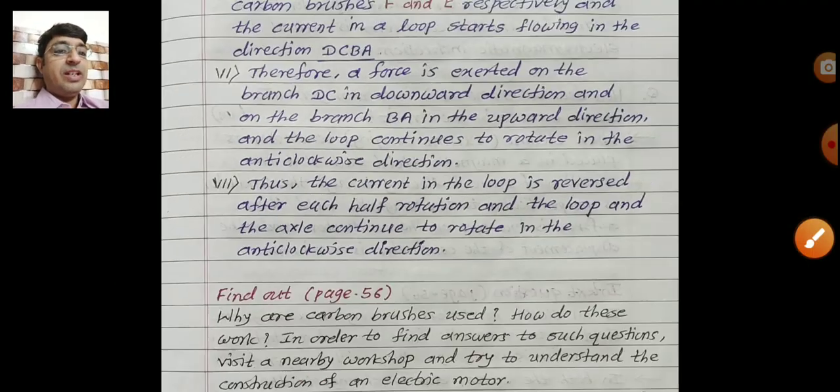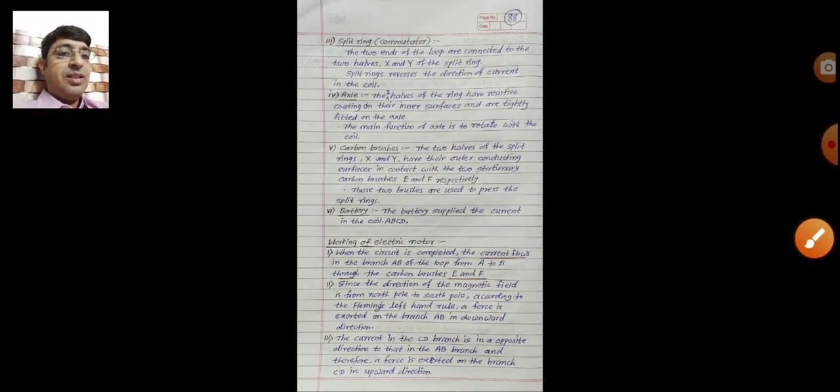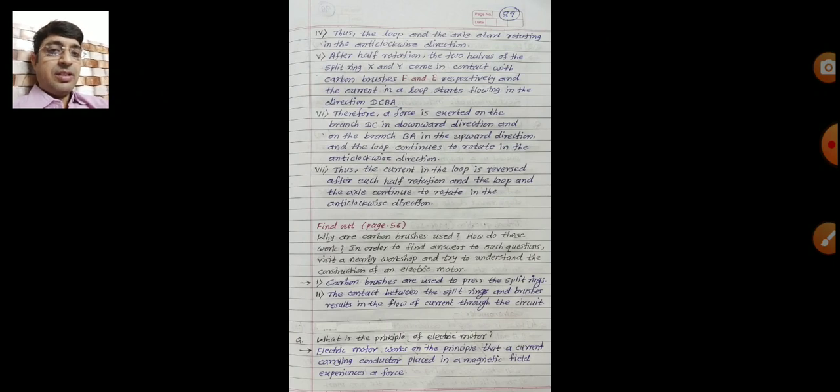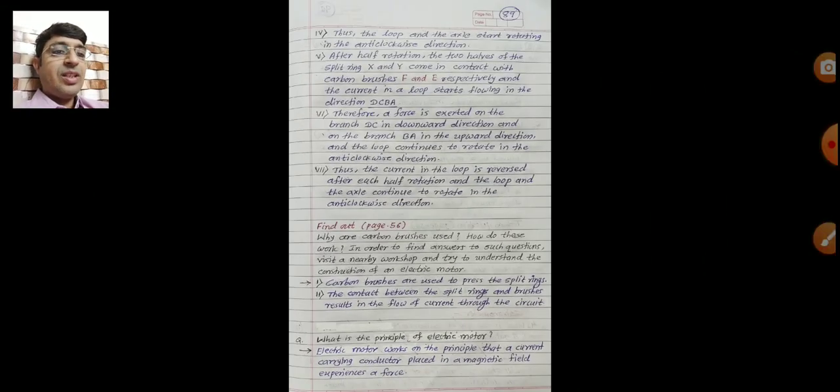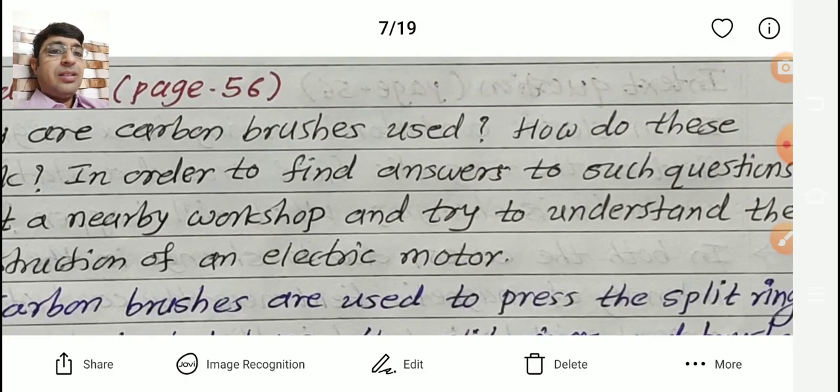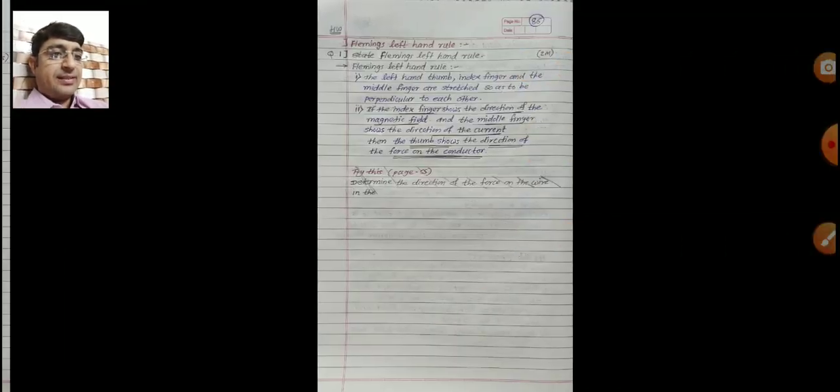So this is the working of electric motor, construction and working. That's why this question is asked for 3 to 5 marks. So you read it carefully, write the same question with answer in your notebook. Whatever question answers are given on these pages, you also write in your notebook, and some assignment questions are given, you also write in your notebook. Next one, we are going back to page number 56.